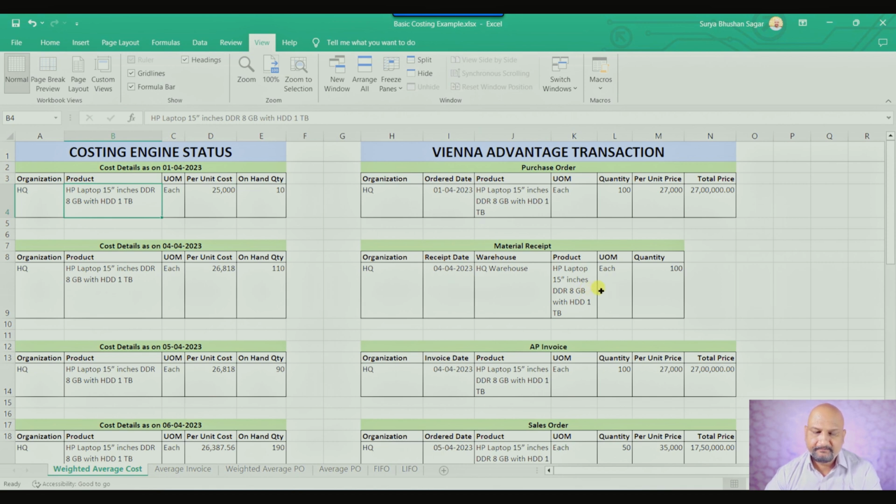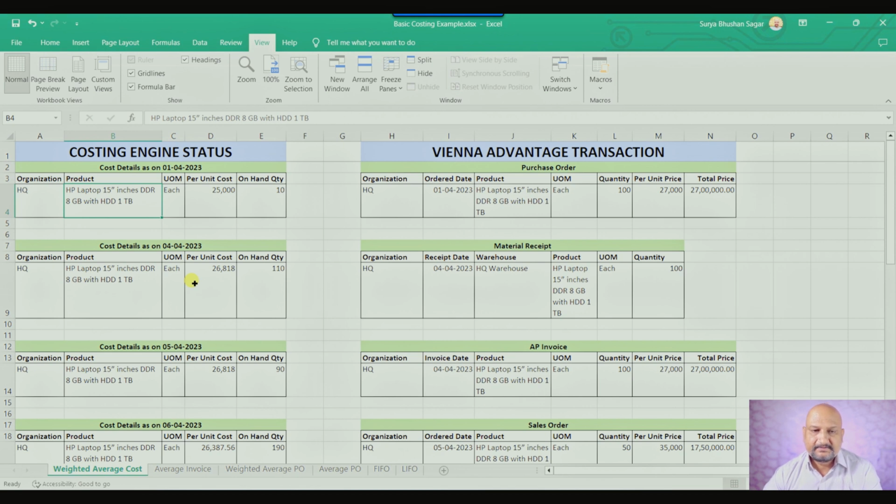So let's move on. With an assumption that in my product category the costing level is organization and the costing method is weighted average cost, there is a product called HP laptop 15 inches DDR 8 GB with HDD 1 TB assigned to that particular product category. So your product category can be HP laptops maybe.